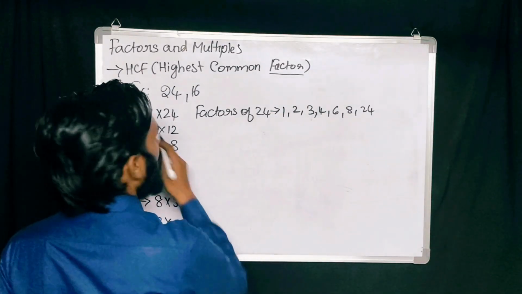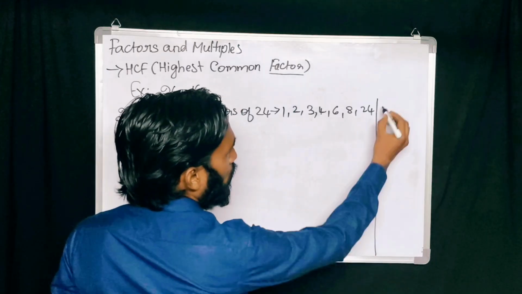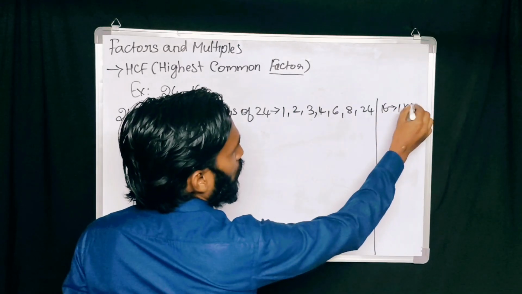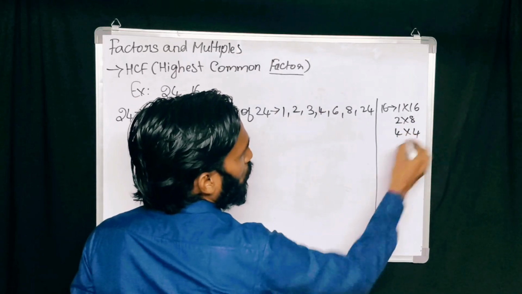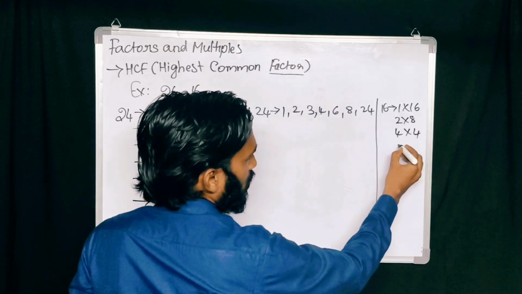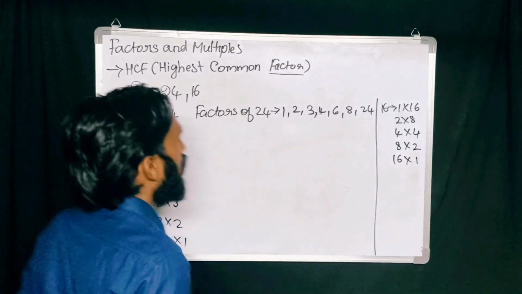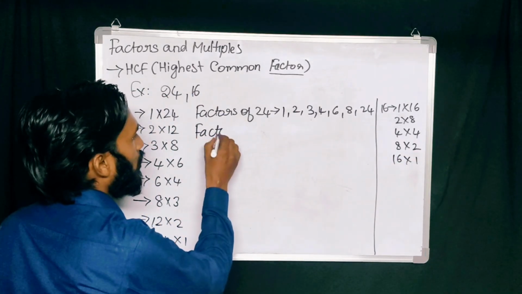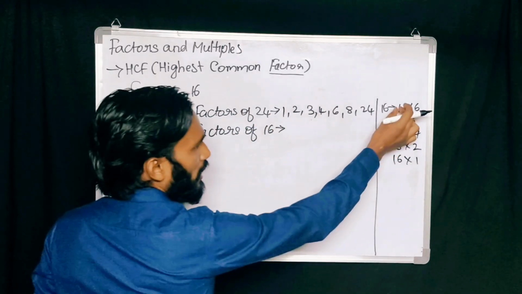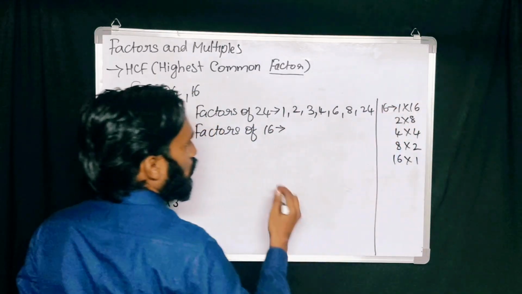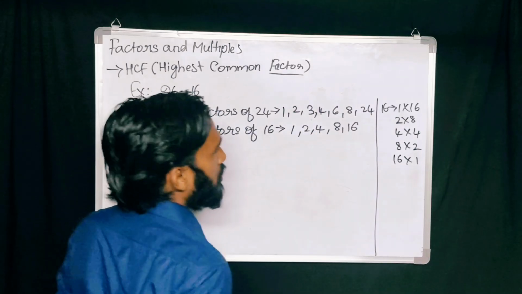Now find out the factors of 16. In the 1 table 16 times, in the 2 table 8 times, in the 4 table 4 times, in the 8 table 2 times, and in the 16 table 1 time. So what are the factors of 16? Either you take these numbers or those numbers, both are the same: 1, 2, 4, 8, 16.